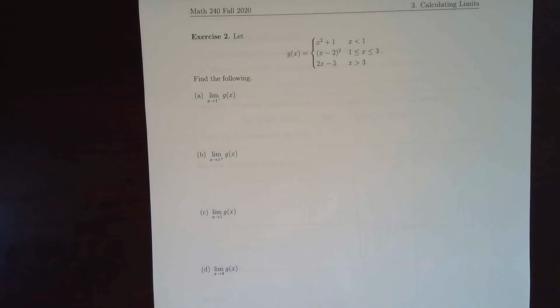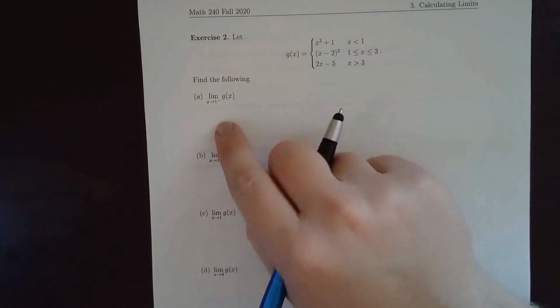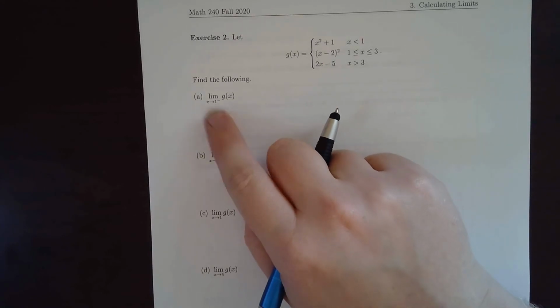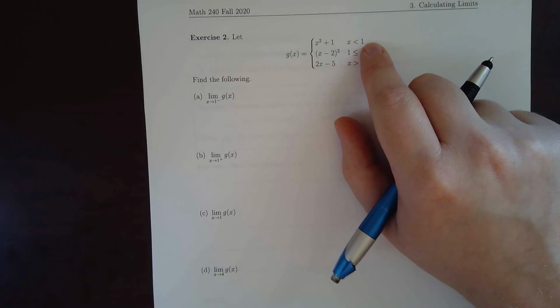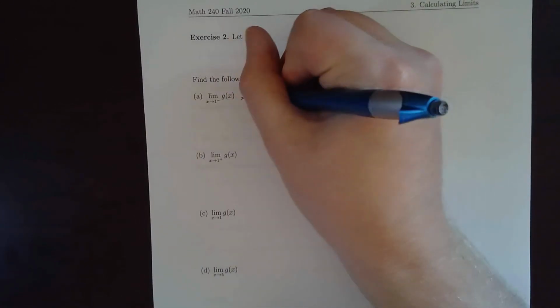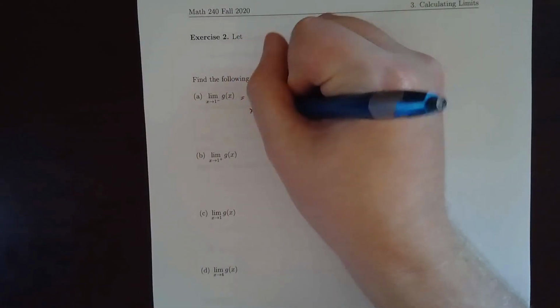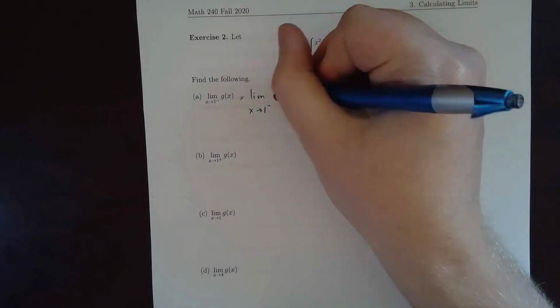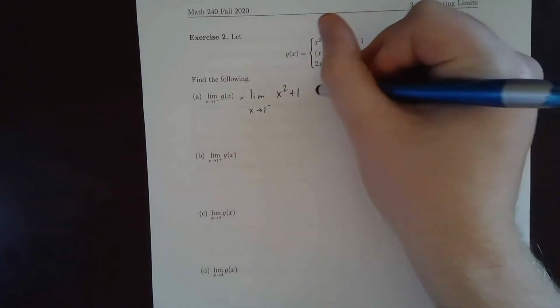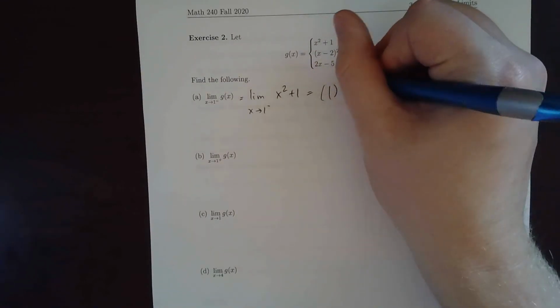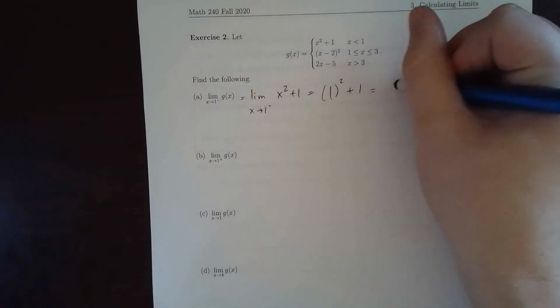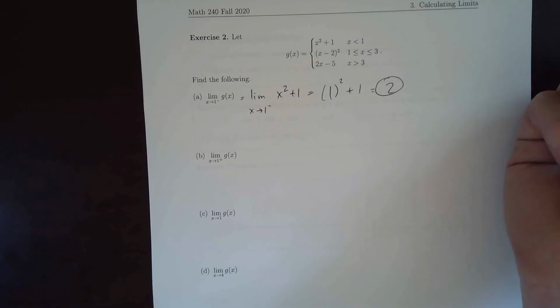All right, so for the first one, if we're looking to the left of 1, we're looking at x when x is less than 1. So this is going to be the limit as x approaches 1 from the left of x squared plus 1. And so here we can go ahead and just plug in our values. So we get 1 squared plus 1, or just 2.